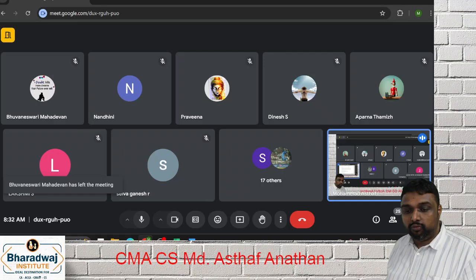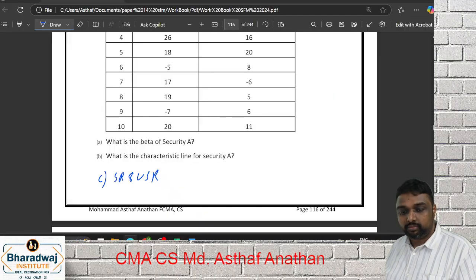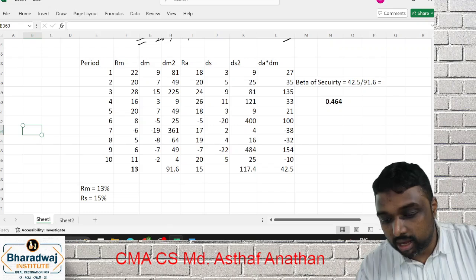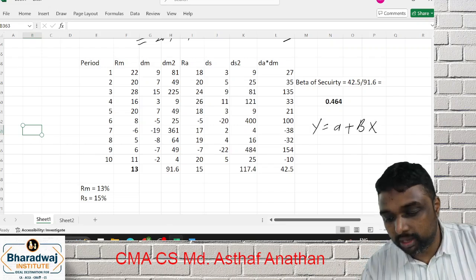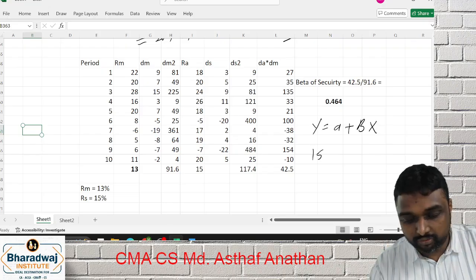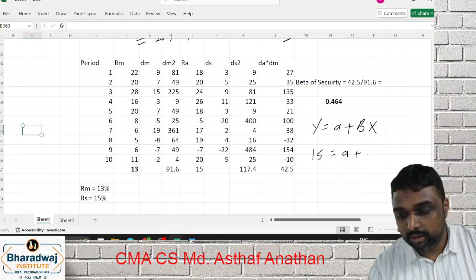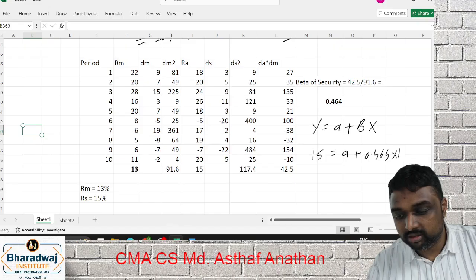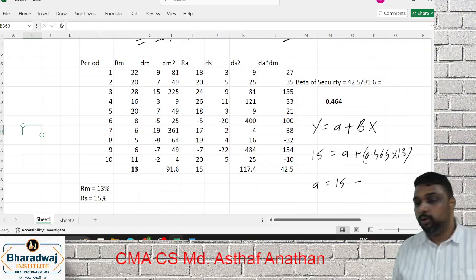Now we have to go for the characteristic line. We know the characteristic line formula: Y is equal to A plus B X. Here Y is the return of the stock, which we have already found out as 15. What is A? We don't know, we have to find it out. B we have found out as 0.464. X is the market, which is 13. Now you have to apply: A is 15 minus 13 into 0.464.